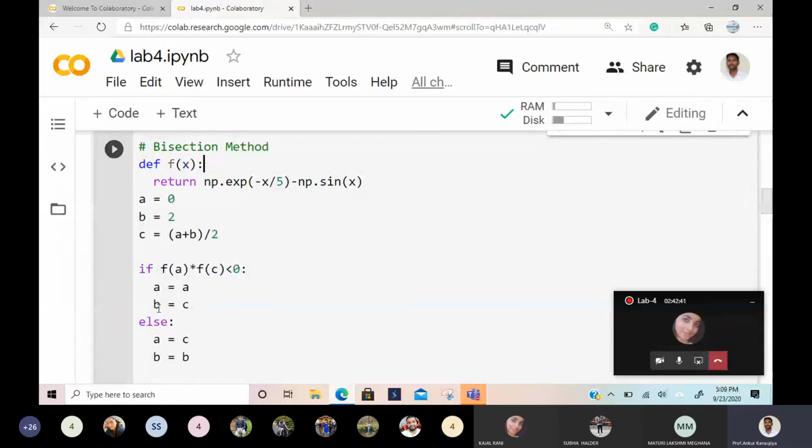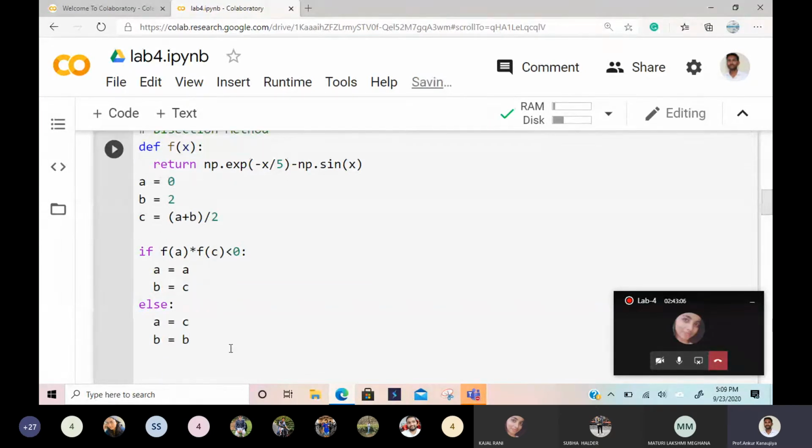See, the initial interval was AB, but based on this criterion, our new interval becomes AC. AB will become AC, then we'll do the same thing again for this new interval. Here AB will become CB if this is not less than 0. That means that's our new interval for the next process. Again we divide, again we choose the midpoint, calculate C equal to A plus B by 2, and then repeat the same process.